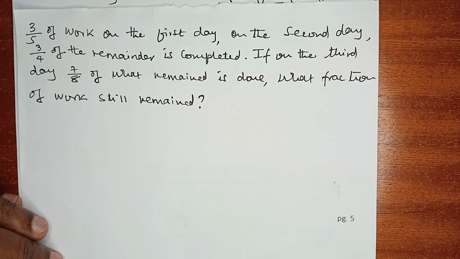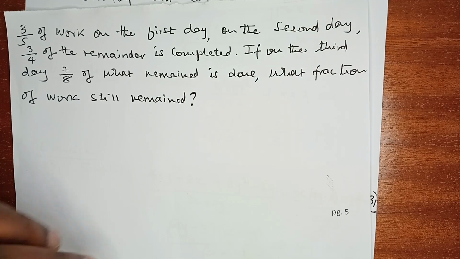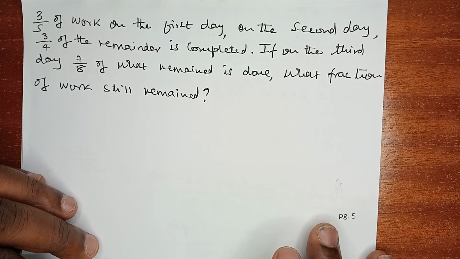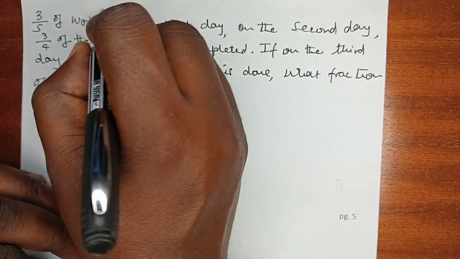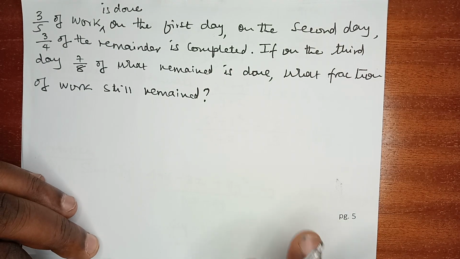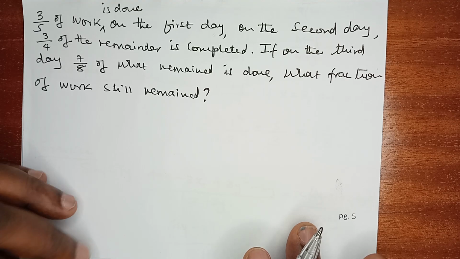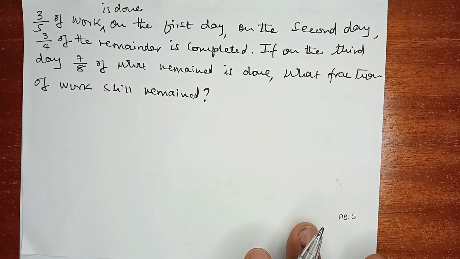And the question says, 3/5 of work is done on the first day. On the second day, 3/4 of the remainder is completed. If on the third day, 7 out of 8 of what remained is done, what fraction of work still remained? Pause the video and try to work out this question.